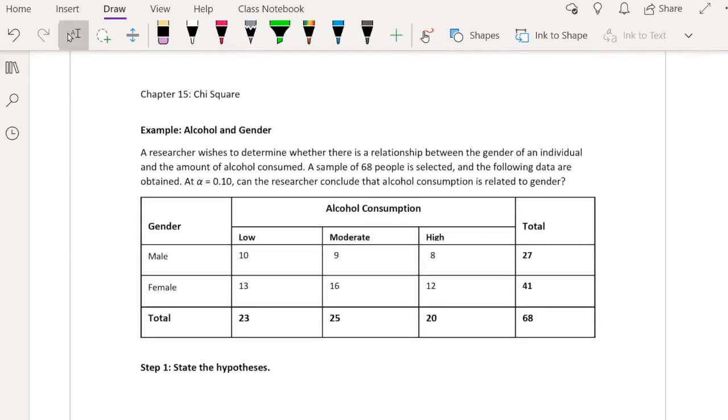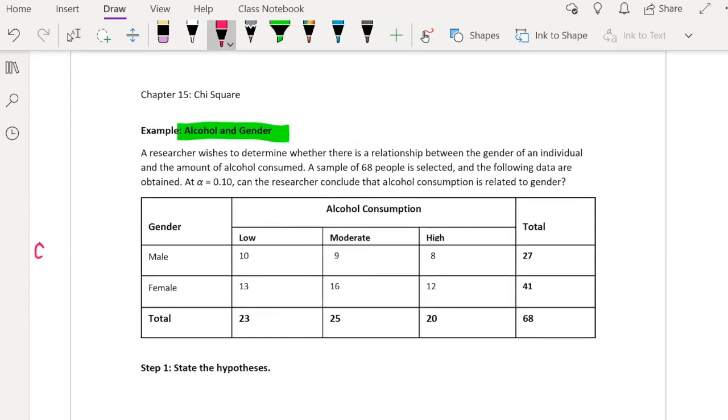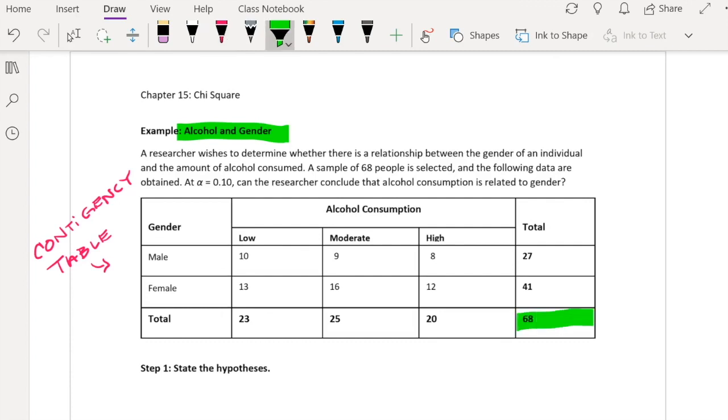Let me do what I think is one of the last problems, if not the last problem, and it's alcohol and gender. Cool. Alcohol and gender. So here we have our contingency table. There you go. Here is the grand total, which also uses the symbol N.